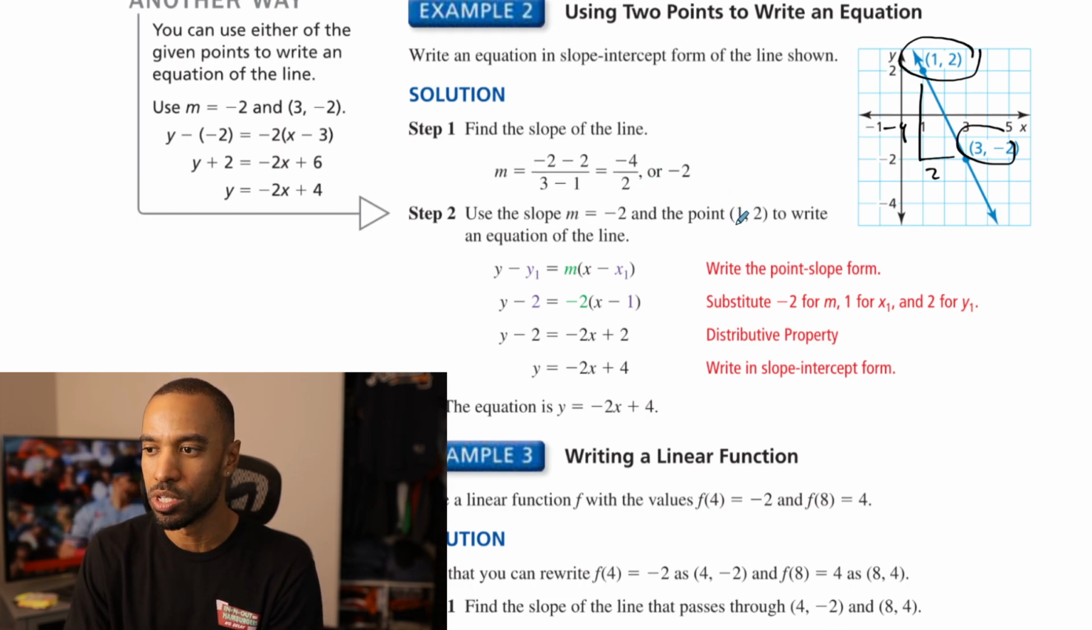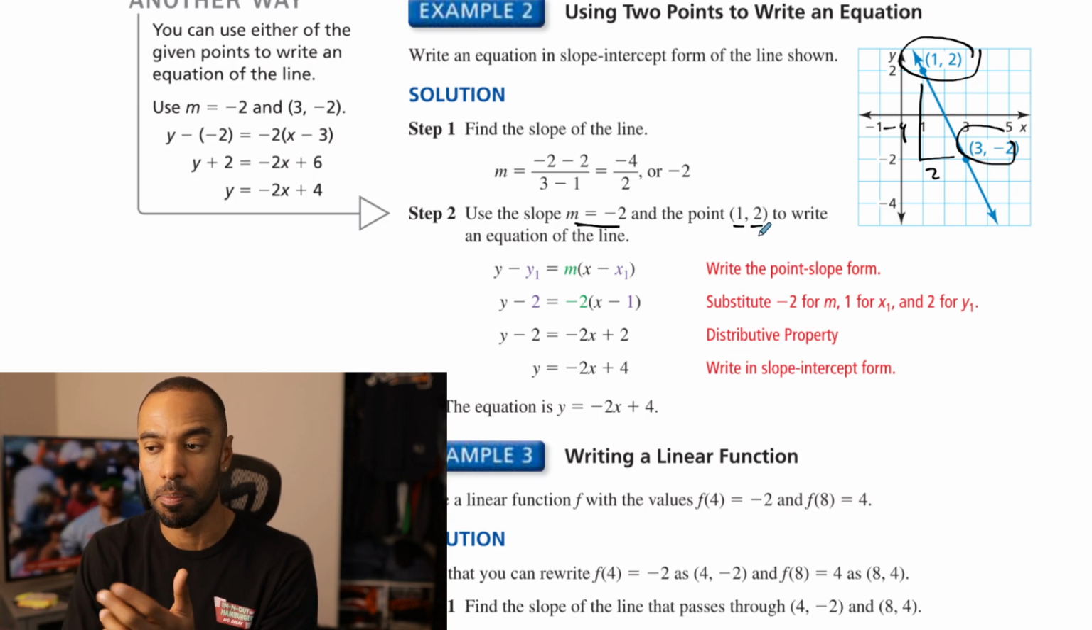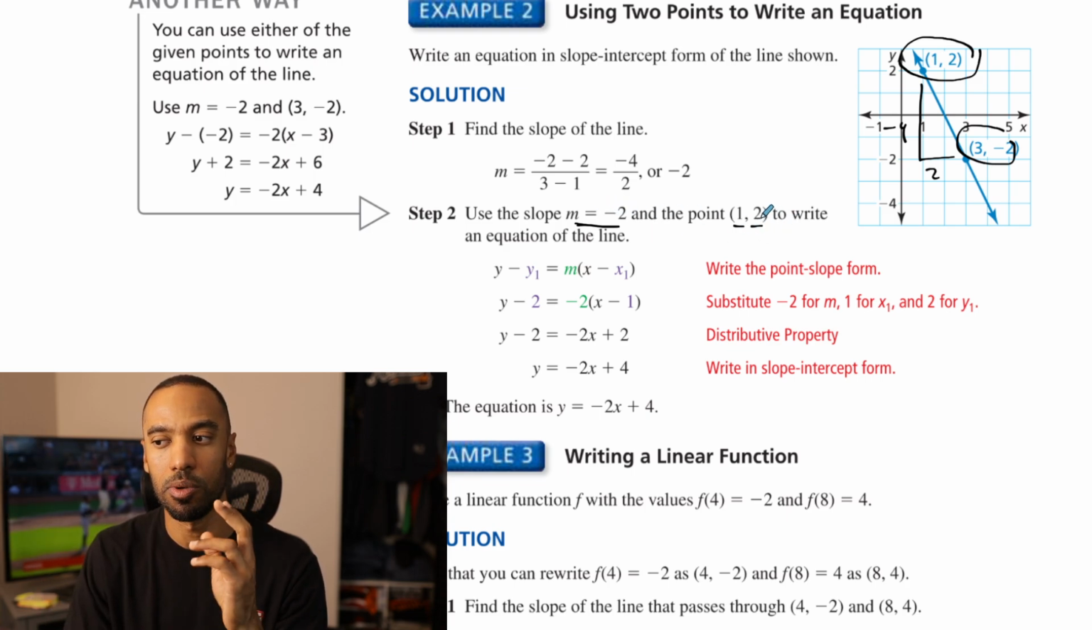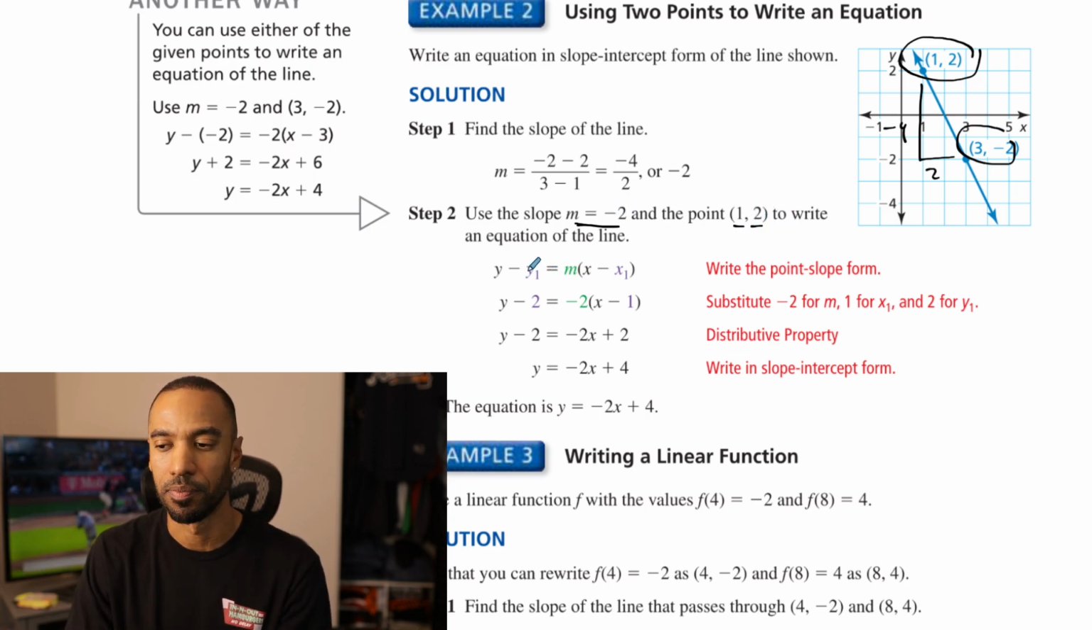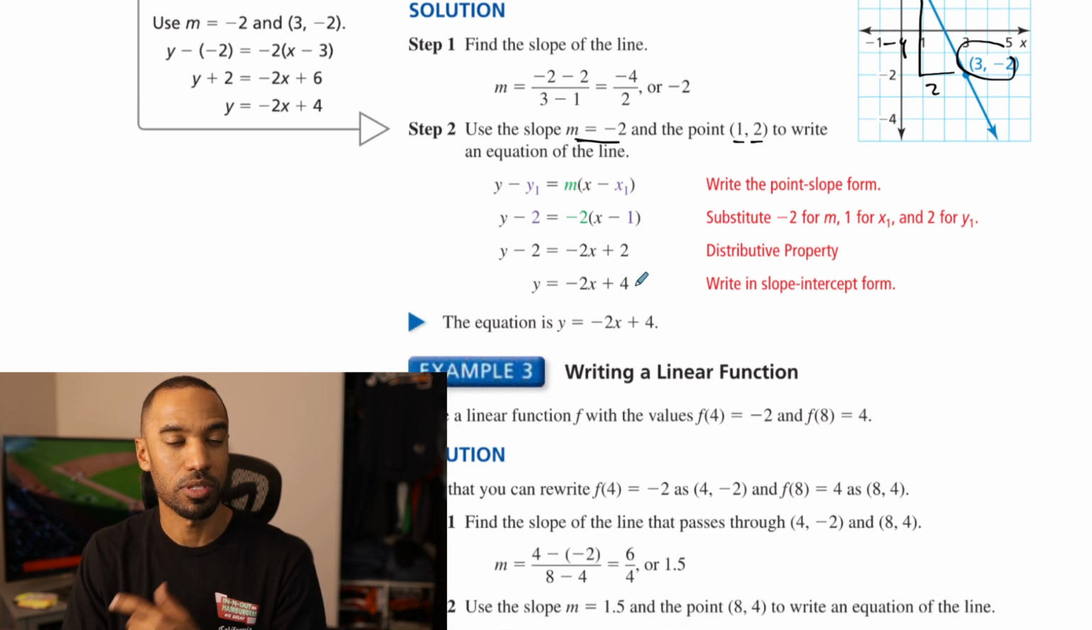So they chose the point (1, 2), this one right here, as their x1, y1 to substitute in here. Their slope's negative 2. So look, this is the same setup as the previous example now. Now you have your slope, you have a point, and we plug them in. y minus y1 equals m times x minus x1.